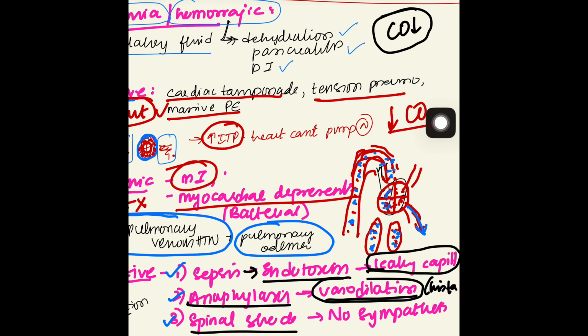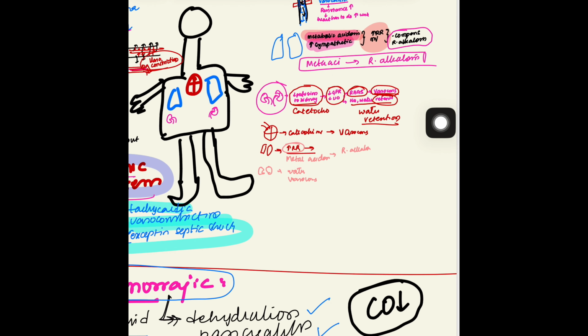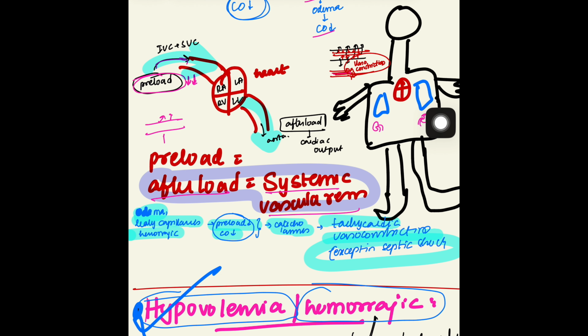And third is spinal shock. Sorry, spinal shock. What happens in spinal shock? There is no sympathetic output, because the injury has happened at T4, T5, from where the sympathetic output comes. So there is no sympathetic output to the body. Whatever we read in the pathophysiology of shock, the vasoconstriction happens. Here we have studied that vasoconstriction happens.